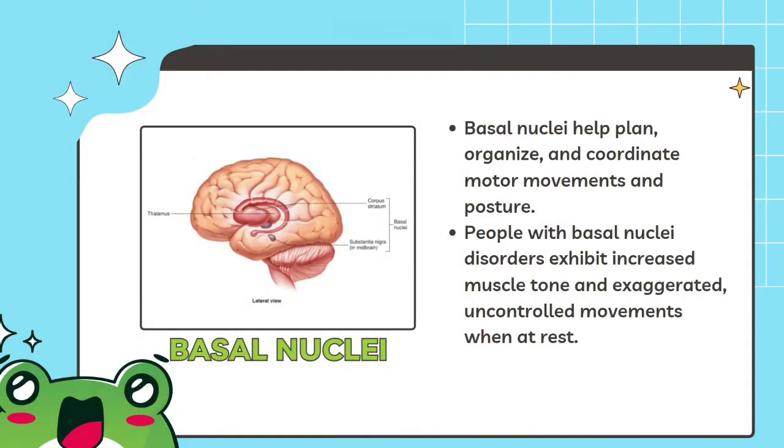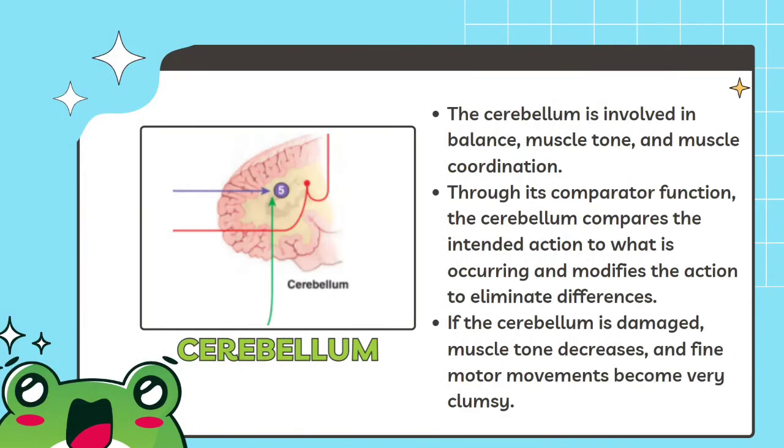The basal nuclei. Basal nuclei help plan, organize, and coordinate motor movements and posture. People with basal nuclei disorders exhibit increased muscle tone and exaggerated, uncontrolled movement when at rest. On your left, you can see an illustration of the basal nuclei.